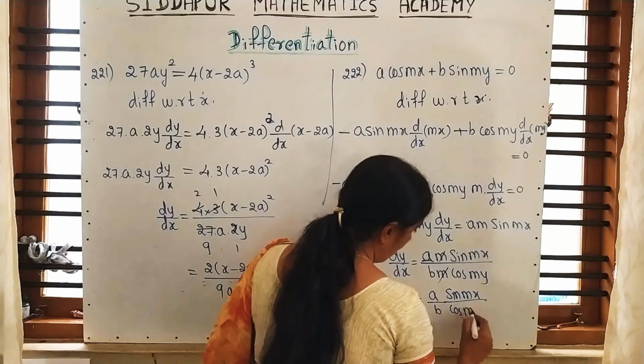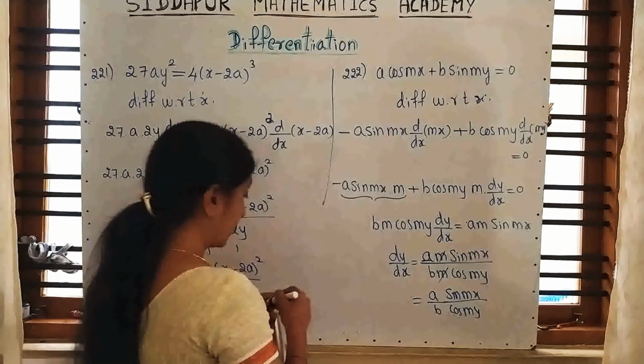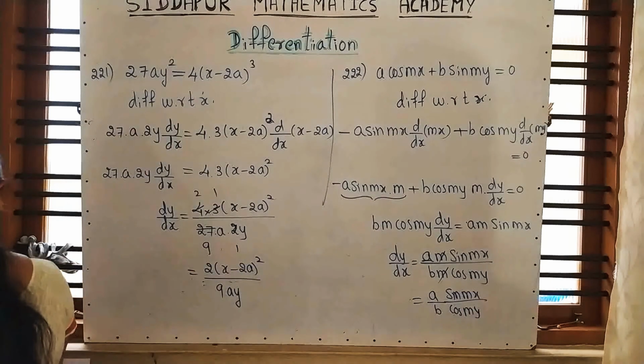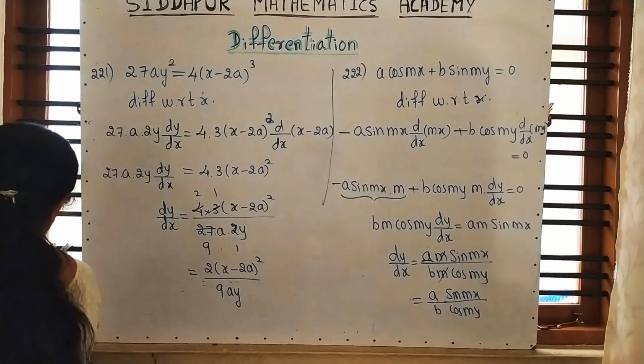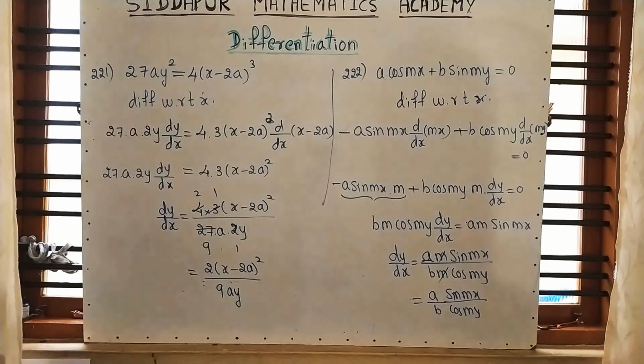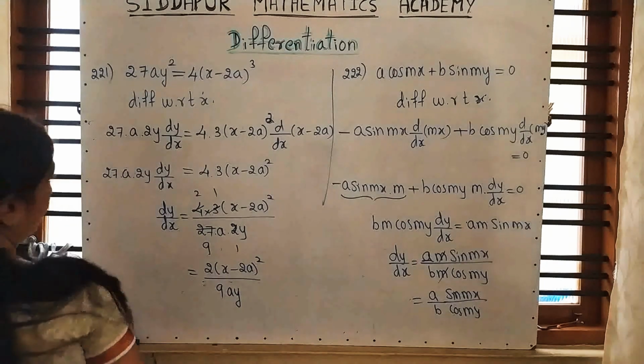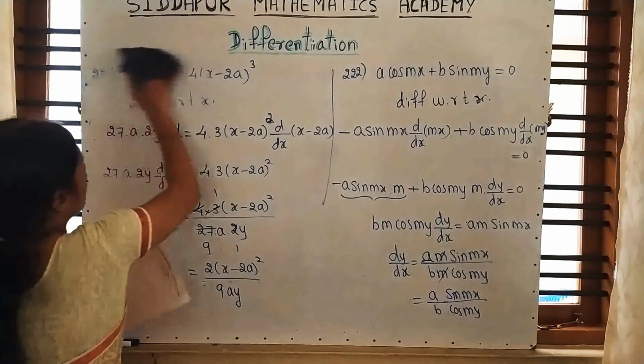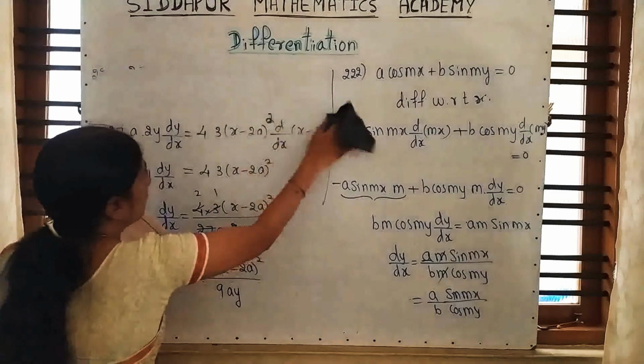And students, don't write it as a tan, because their angles are different. If the angles are different, you cannot write it as a tan. Already you are familiar with those basic trigonometric functions. Moving to the next question. Question number 223.